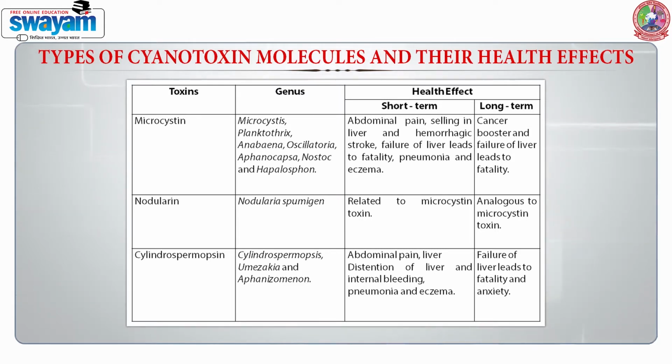Nodularin is produced by an algae, Nodularia spumigens. It is related to microcystin toxin. Another cyanotoxin is cylindrospermopsin, which is produced by the alga Cylindrospermopsis. It causes abdominal pain, liver distension, liver and internal bleeding, pneumonia and eczema.